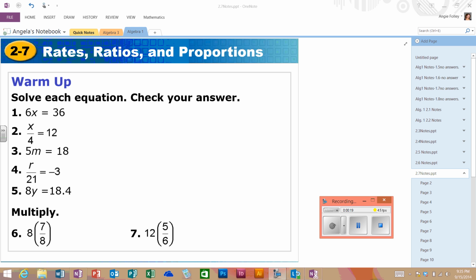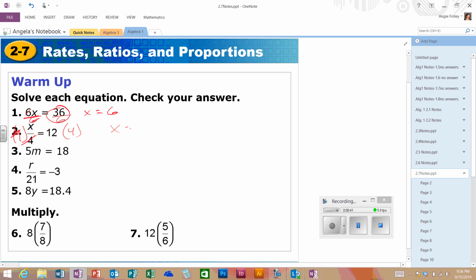So in the first one, 6 times x, that means we need to divide by 6 to get rid of the 6. So x is equal to 6. Number 2, x divided by 4 equals 12. So to get rid of the 4, we multiply, since you heard me say it was divided originally. So 4 times 4 cancels. And then 12 times 4 equals 48.